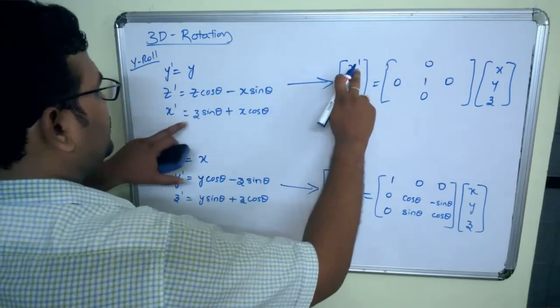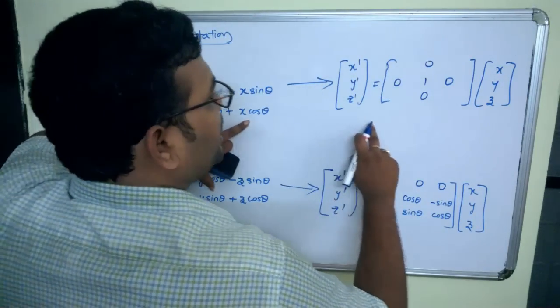We can write x dash is equal to z sin theta plus x cos theta.